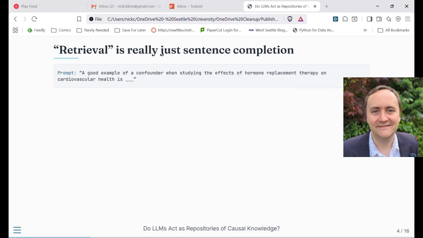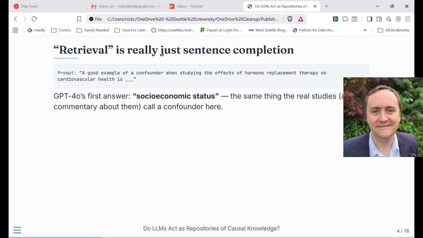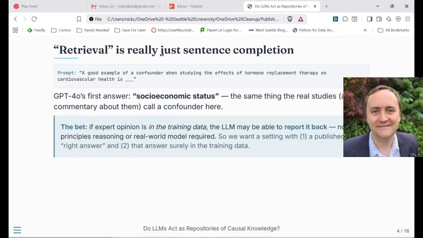Because here's an example, right? A good example of a confounder when studying the effects of hormone replacement therapy on cardiovascular health is what? Finish this sentence, right? And large language models are very good at completing sentences. And in this case, this is a sentence that more or less has appeared in its training data. There are multiple papers looking at the relationship between hormone replacement therapy and cardiovascular health and mentioning that socioeconomic status is a confounder in that setting. And so if you ask this question of GPT-4o, for example, it will tell you socioeconomic status. It's just bringing back a discussion that was already had in its training data.